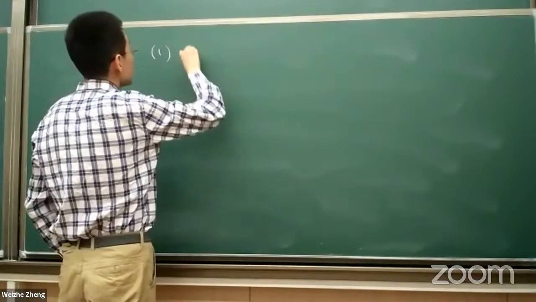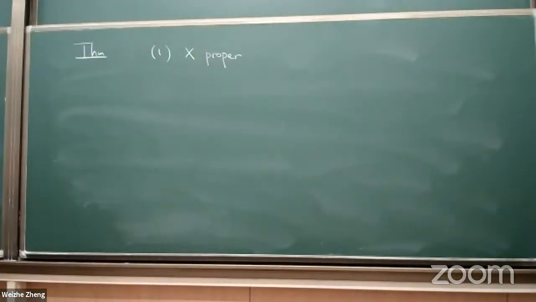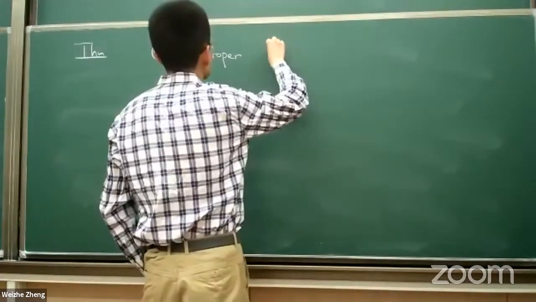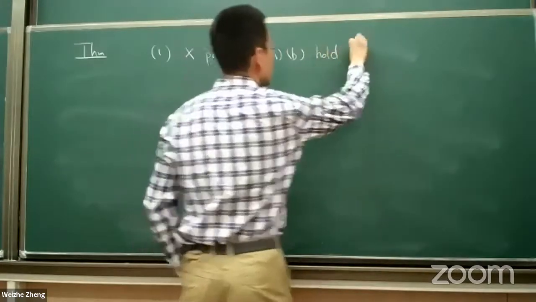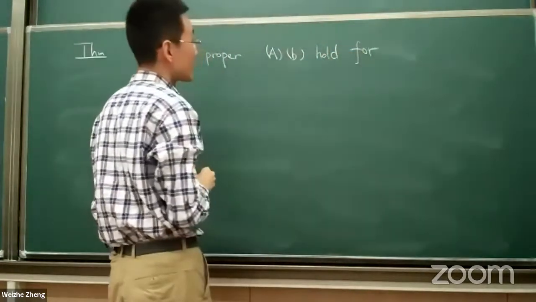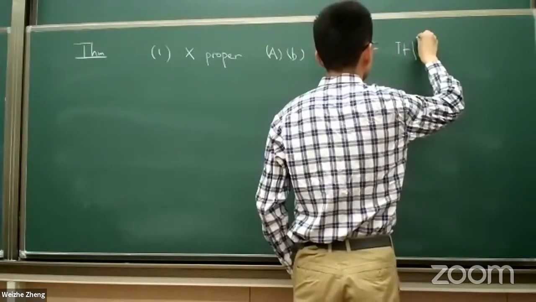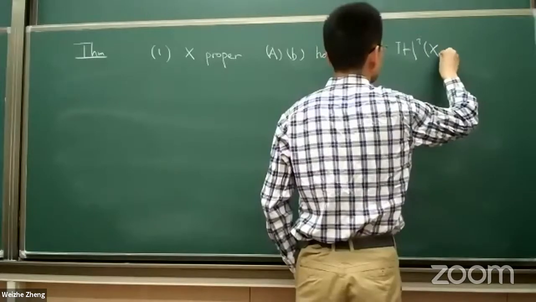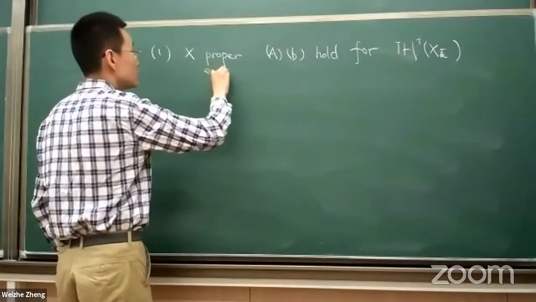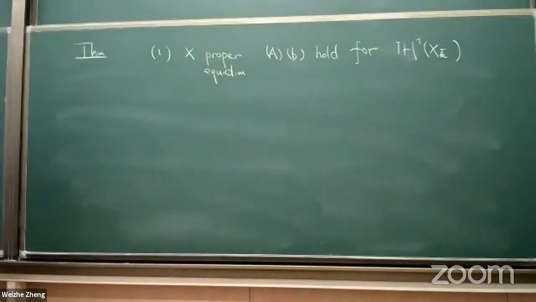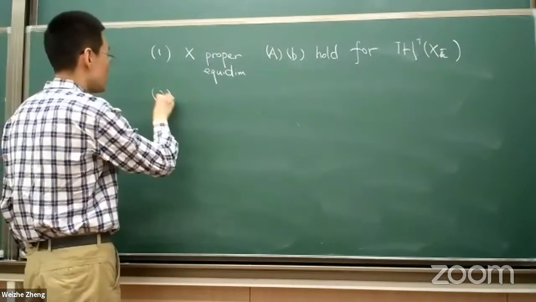Now what we know is that if X is proper, then actually A and B hold for the intersection cohomology of X. So maybe add equidimensional for the sake of the definition of intersection cohomology.